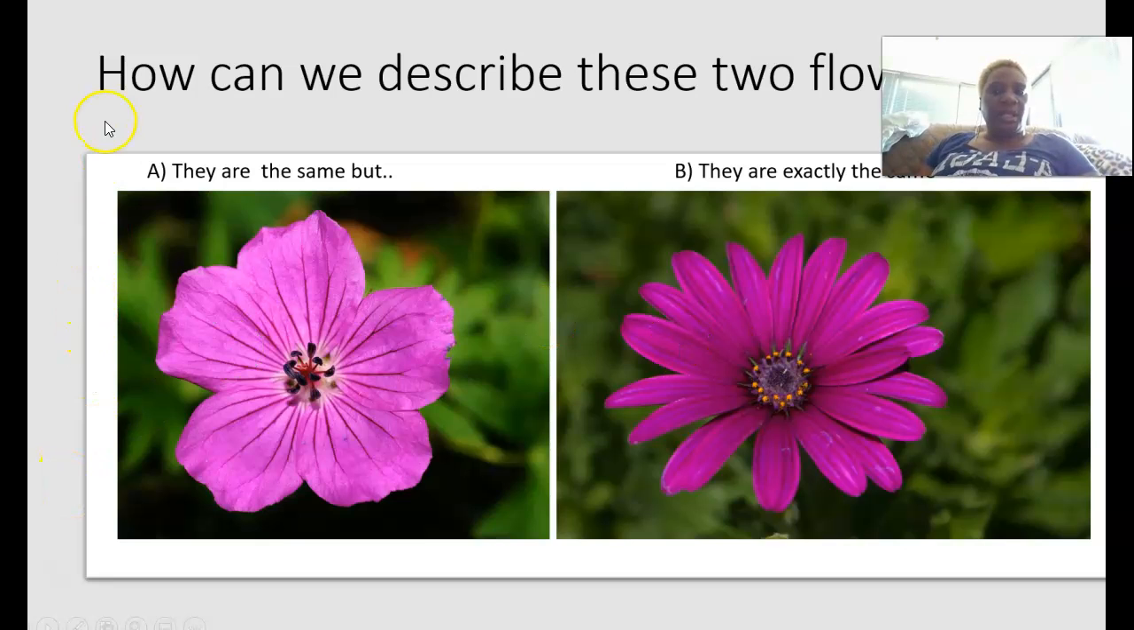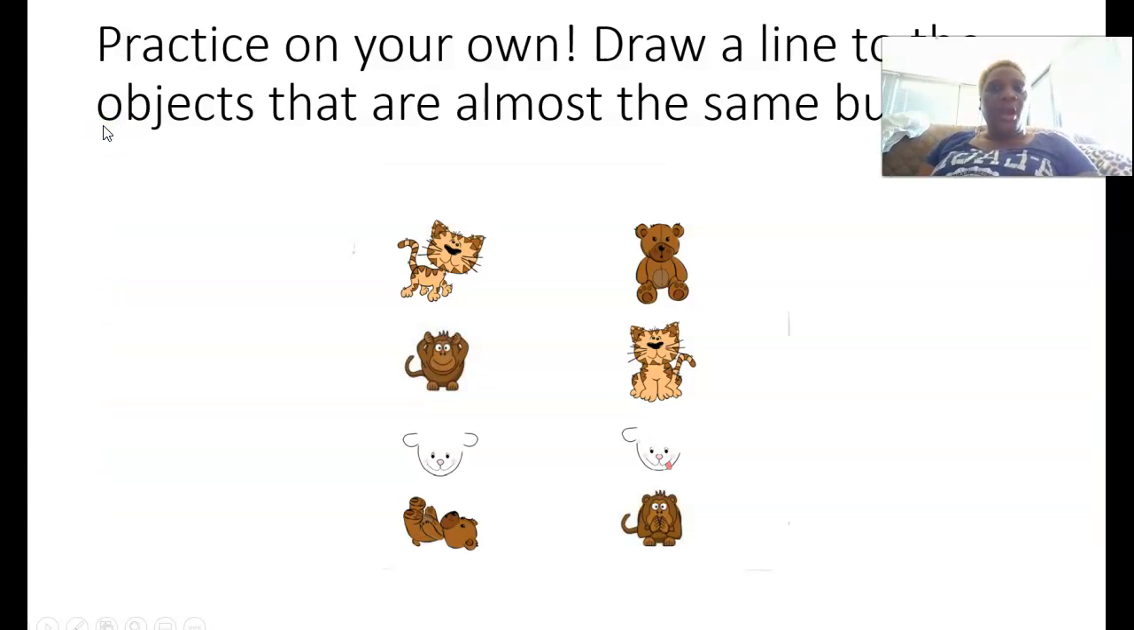All right, friends, let's move on. Okay, you're going to get to practice on your own. So in this activity, you're going to find this on the Google Classroom, and you're going to look at some objects and draw a line to them. You're going to look at some animals and decide if they're almost the same. So you're going to find an animal that looks almost the same, but there might be a slight difference.